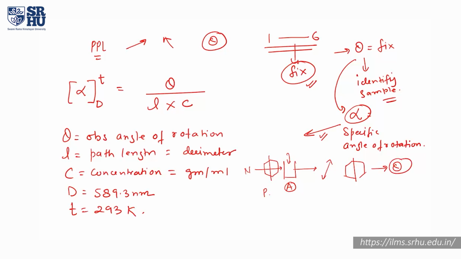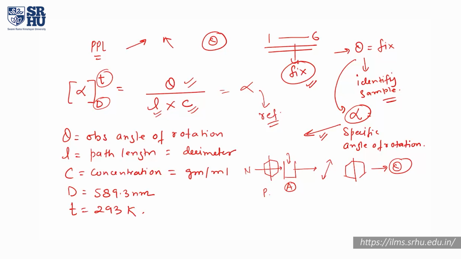Now you will put the value of theta in this formula. The concentration is known to you, the path length is known to you, it is fixed in the instrument. This D is also fixed in the instrument. You also know the temperature, and by putting these in the formula you will get alpha, which is the specific angle of rotation. Now you will take this alpha and see in the reference to which compound this alpha belongs, and you can easily identify the sample. So this is the whole process.